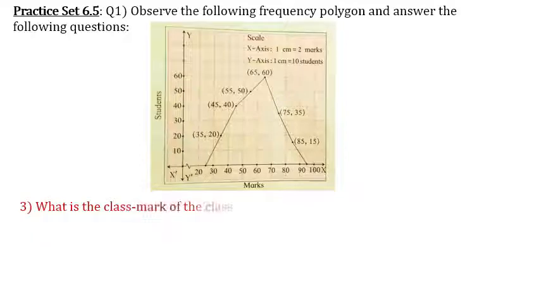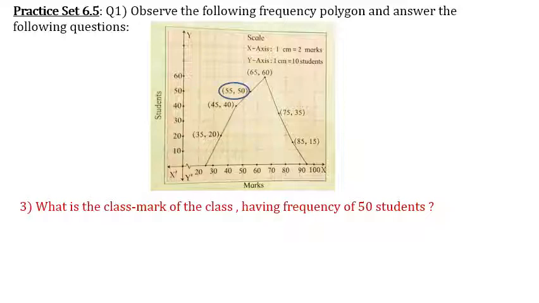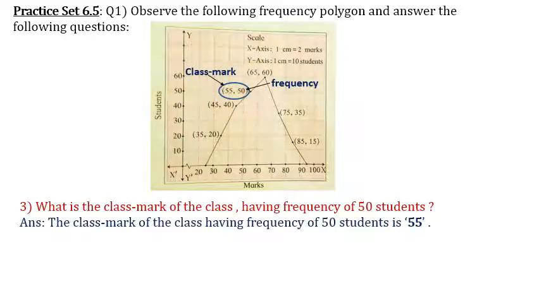Question 3. What is the class mark of the class having frequency of 50 students? So we need to search the point where the y-coordinate is 50. The corresponding point is (55, 50). The y-coordinate 50 is the frequency. The x-coordinate 55 is the class mark. So the class mark of the class having frequency of 50 students is 55.